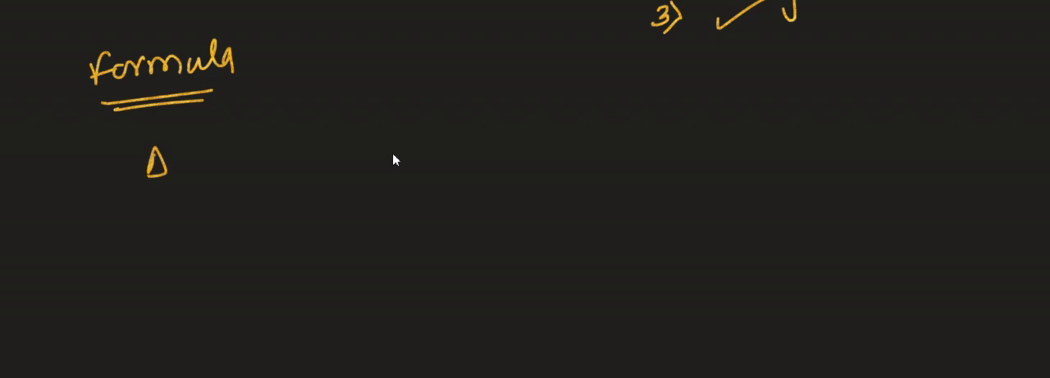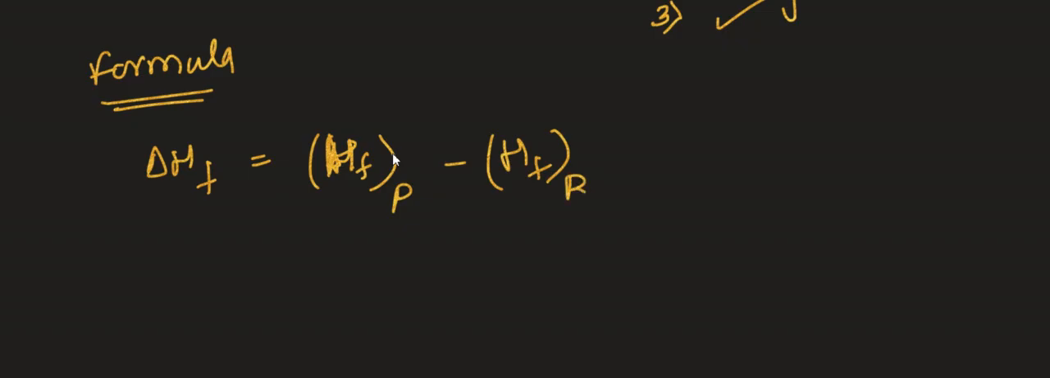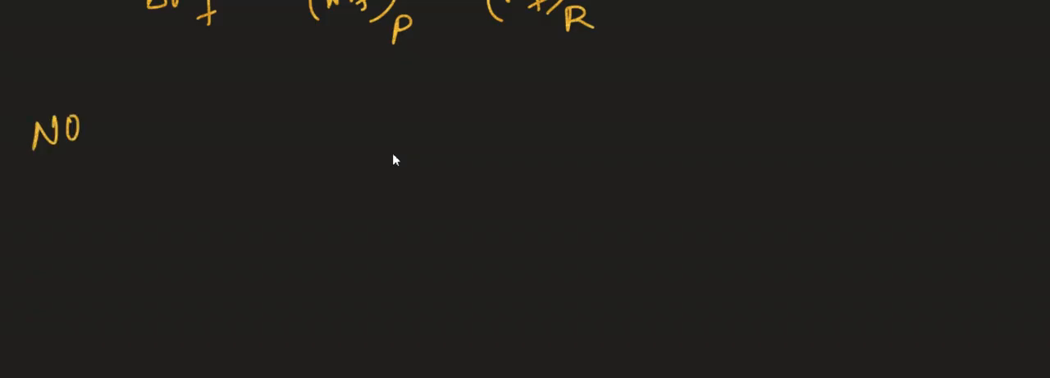Coming to the formula, the delta HF formula is nothing but delta, that is nothing but HF, heat of formation of product minus heat of formation of reactant. The only thing you have to remember is whether it is reactant minus product or product minus reactant. Clear till here?